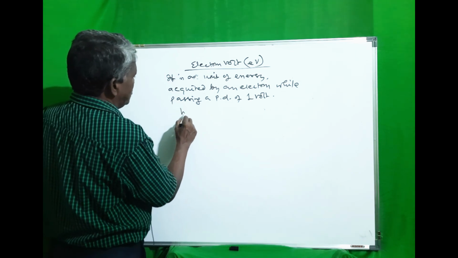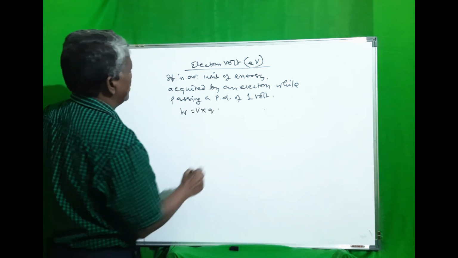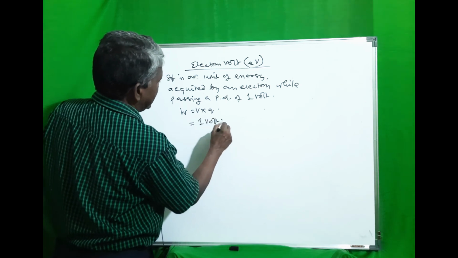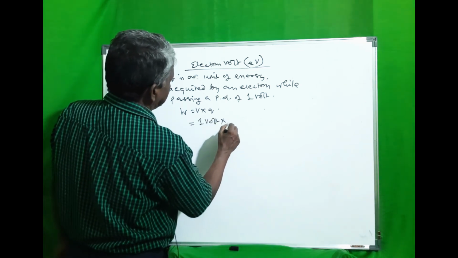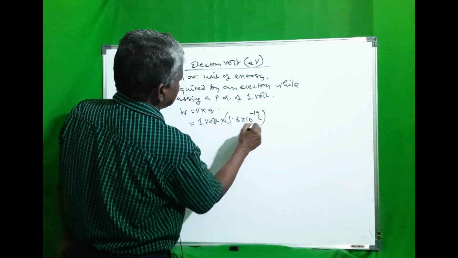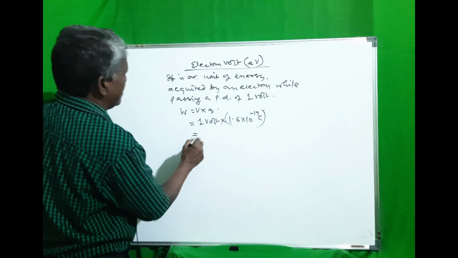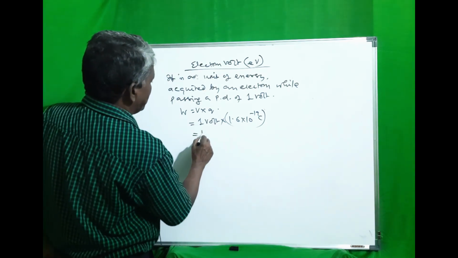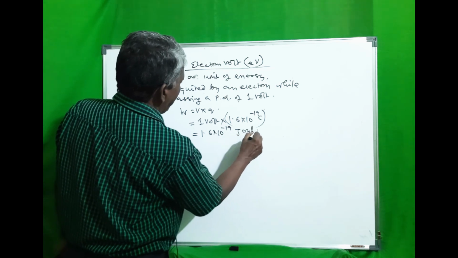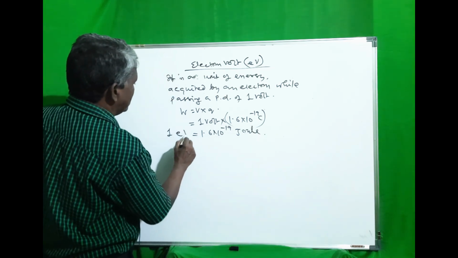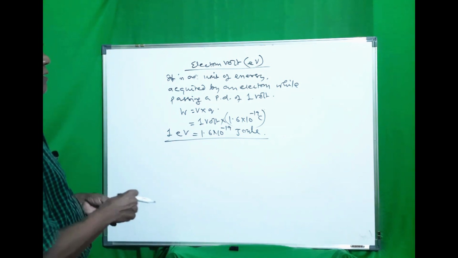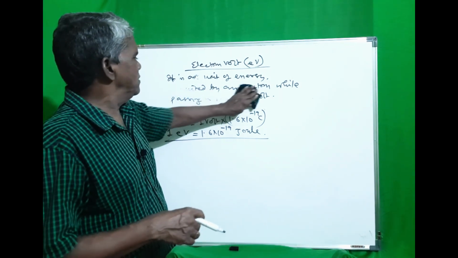Since W is equal to VQ, 1 volt into 1 electronic charge, that is 1.6 into 10 to the power minus 19 coulomb, is the unit of energy, that is 1.6 into 10 to the power minus 19 joule. Thus 1 electron volt is equal to 1.6 into 10 to the power minus 19 joule.